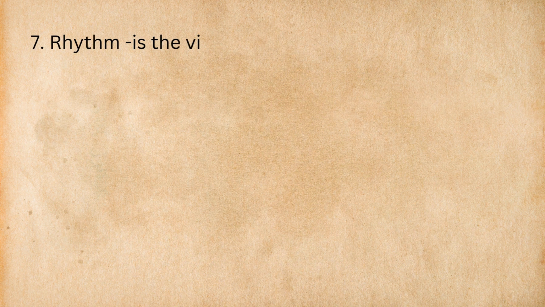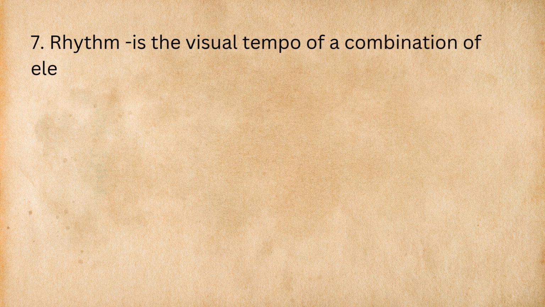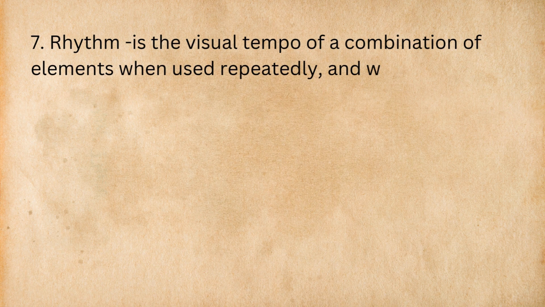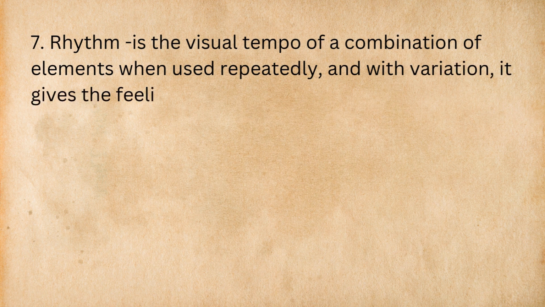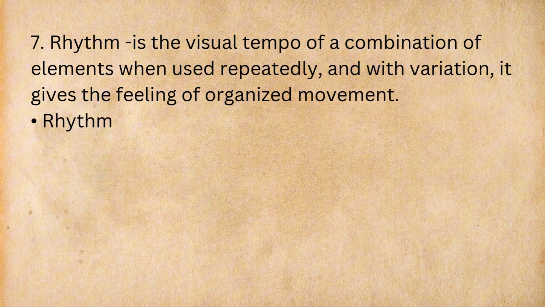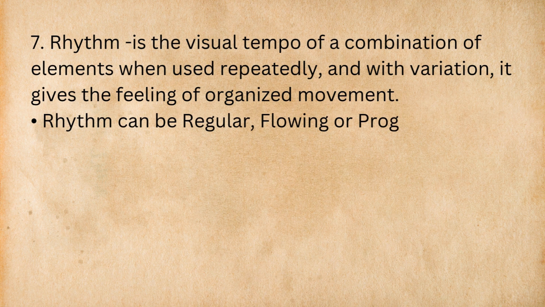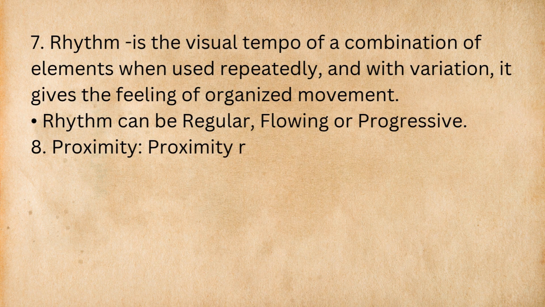Number 7, rhythm. It is the visual tempo of a combination of elements when used repeatedly, and with variation, it gives the feeling of organized movement. Rhythm can be regular, flowing, or progressive.